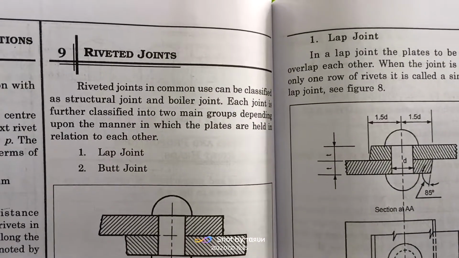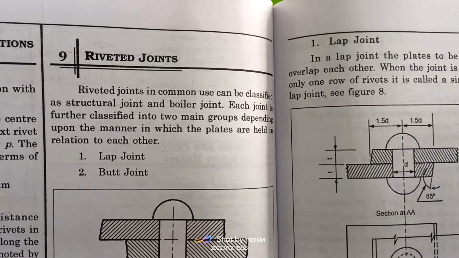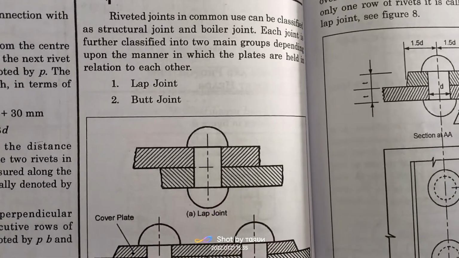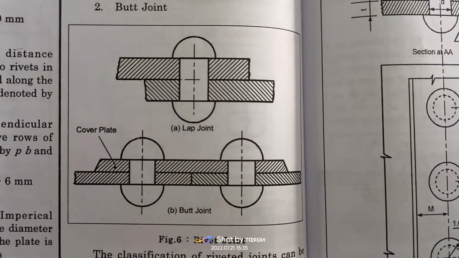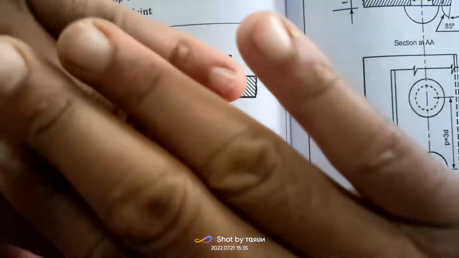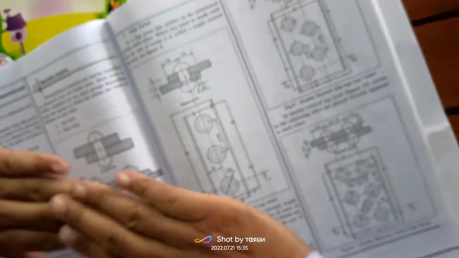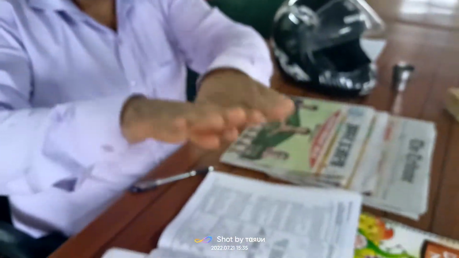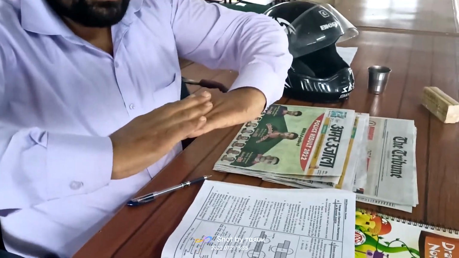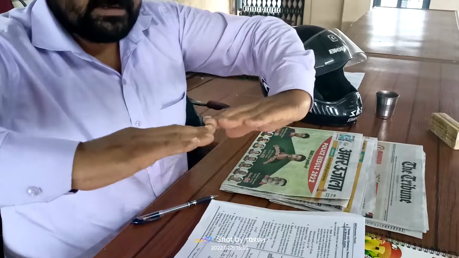Let us revise very fast, because I have already discussed this in my previous video. I have told you about the joints. There are two types of joint: lap joint and butt joint. Lap joint means when we overlap, one over the other. This is lap joint and this is butt joint. In case of a butt joint, we need a cover plate, one cover plate above and one below, depending upon the design.